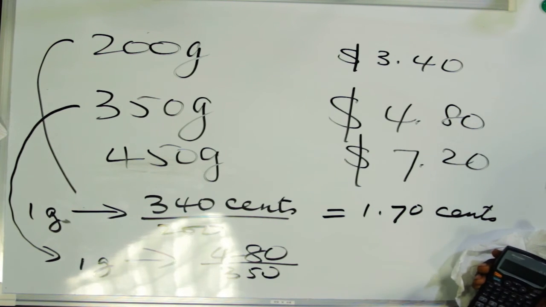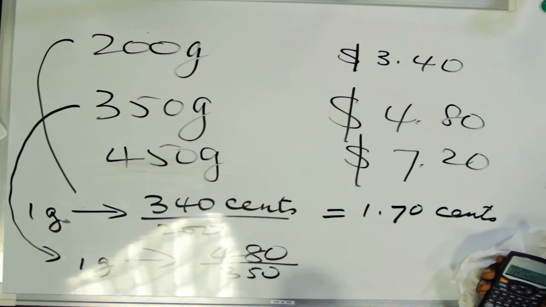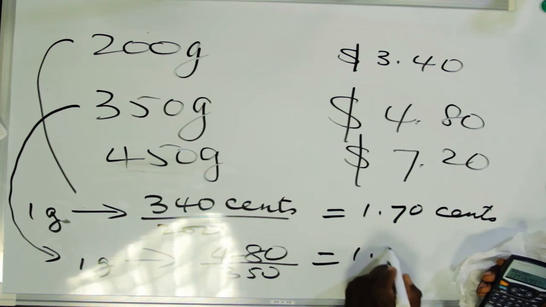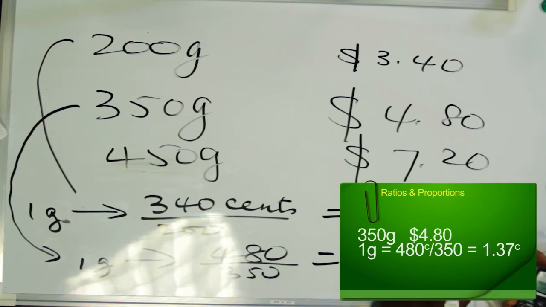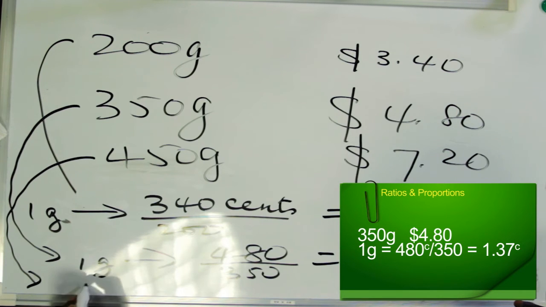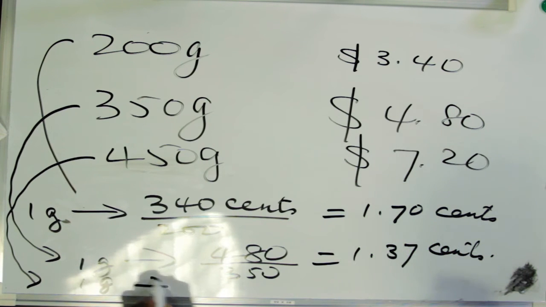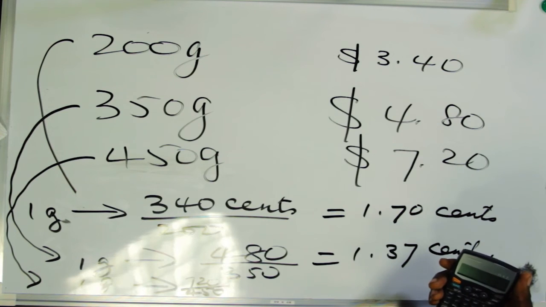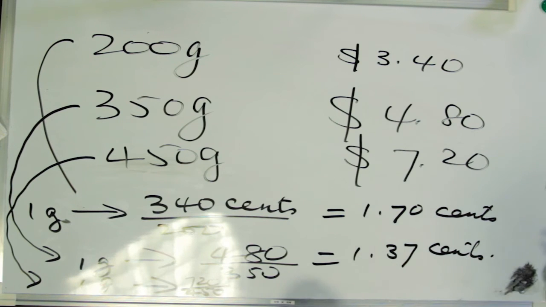This will give us 1.37 cents per gram. And the final container, 1 gram, will cost 720 cents divided by 450. And that will be 1.60 cents per gram.